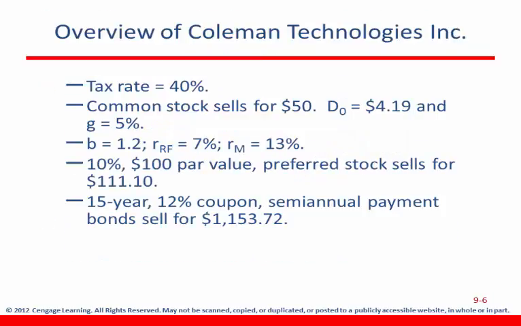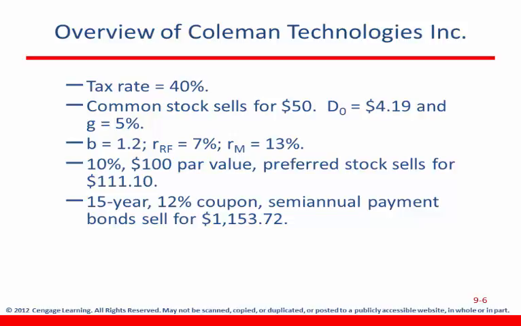Okay, class, we're going to go over one problem like a problem you'll see on your test guide. If you take a look here at the overview of Coleman Technologies Incorporated, you're going to see that it's got a tax rate of 40%. You're going to see some information for common stock that we're going to use to get what's known as the cost of equity. Some stuff for the return on the market, the beta and the risk-free rate. That's all information you'll also use to get the cost of equity using the CAPM.